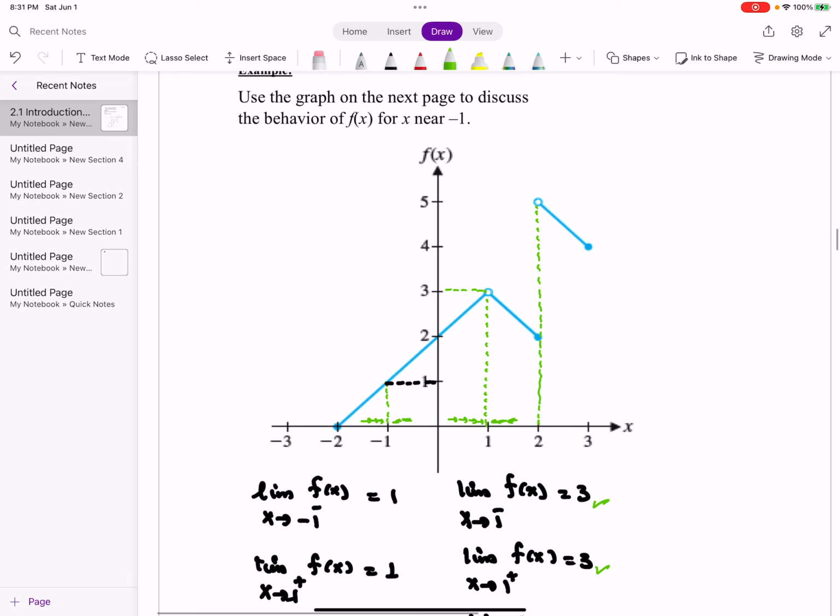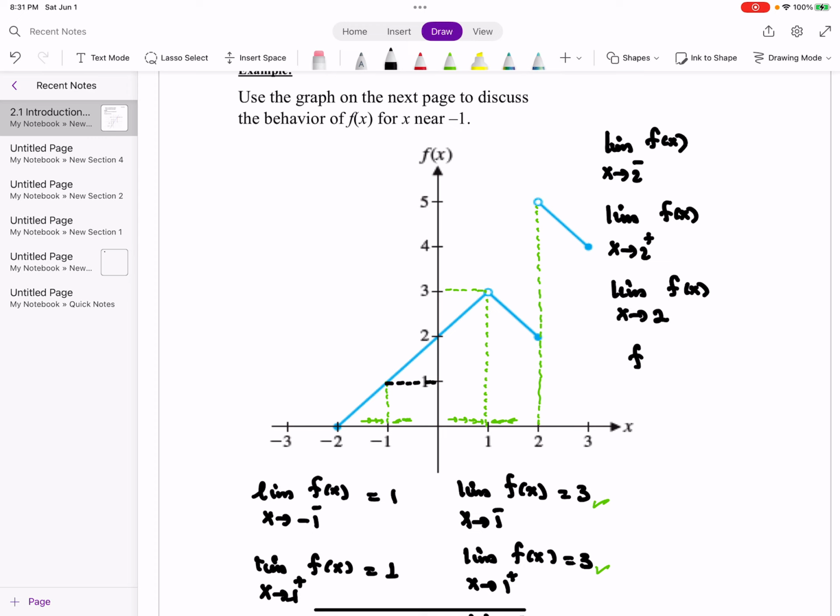Now let us look at the limit of x approaches 2 from the left side of f of x. The limit of x approaches 2 from the right side of f of x. Then what is the limit x approaches 2 of f of x? Then what is the functional value at 2?